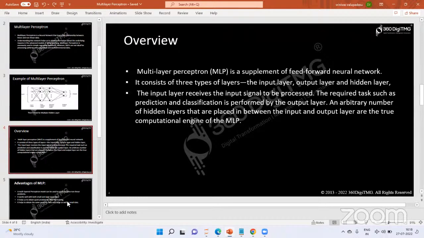So input layer, we can pass the information. Output layer, we can get the output, and hidden layers are for processing the information. Here it is clearly explained: the input layer receives the input signal which is going to be processed, and the required tasks such as prediction and classification are performed by the output layer. So these hidden layers are nothing but for processing, for computing purposes.